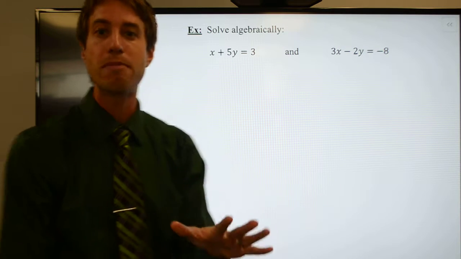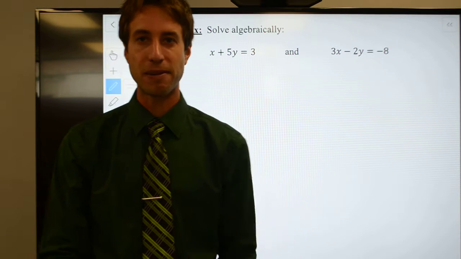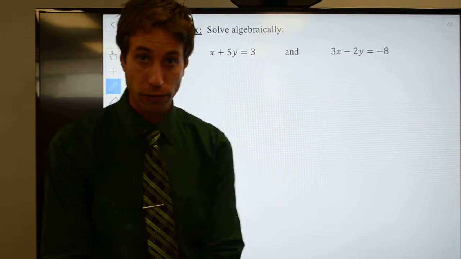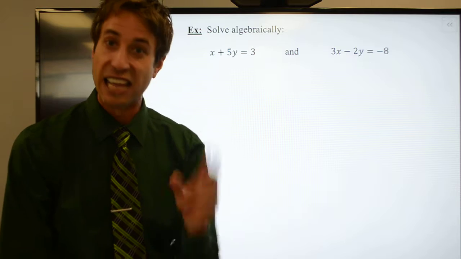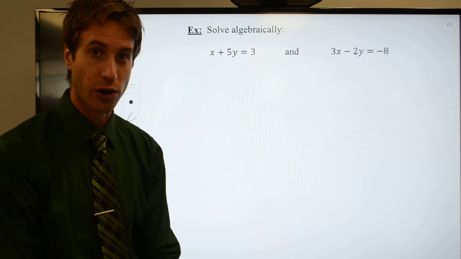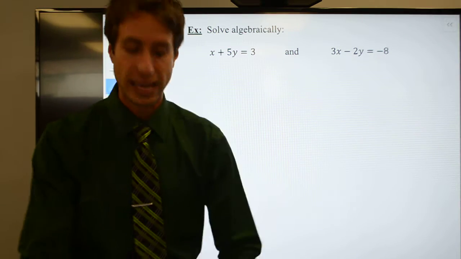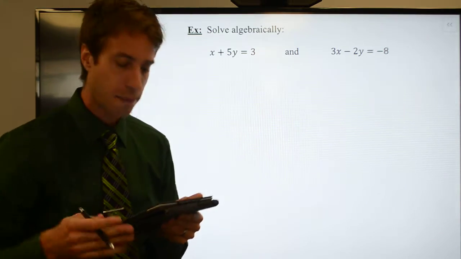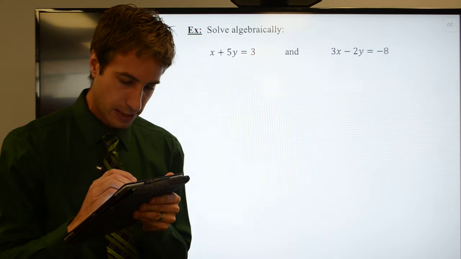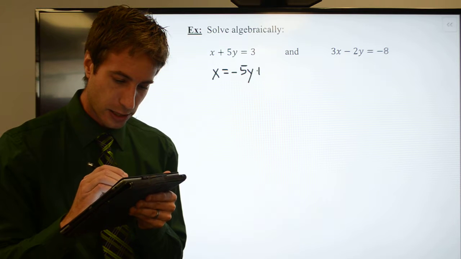coefficient of 1. And remember, I told you there are only two situations where substitution might be faster. The first is if you have an equation that has already been solved for a variable, which I don't have. And the second is if you have a variable with a coefficient of +1 or -1. And I do. This guy. So let's go ahead and solve for x. This is a prime example of substitution being a quicker method. So let's do it. x is equal to -5y plus 3.